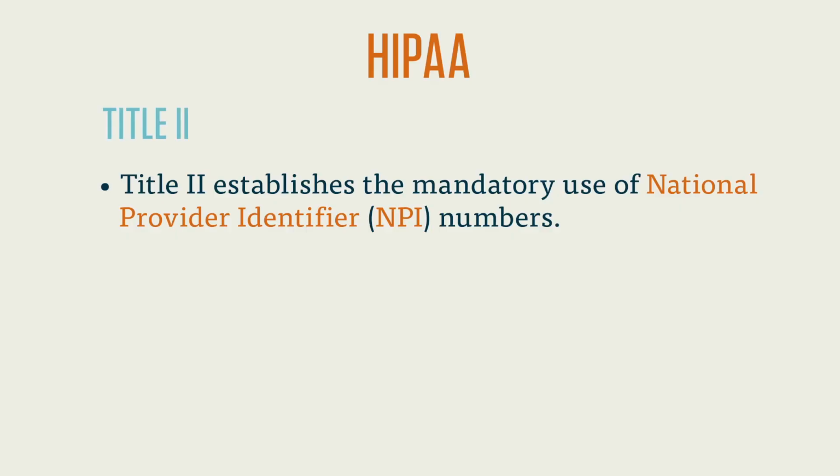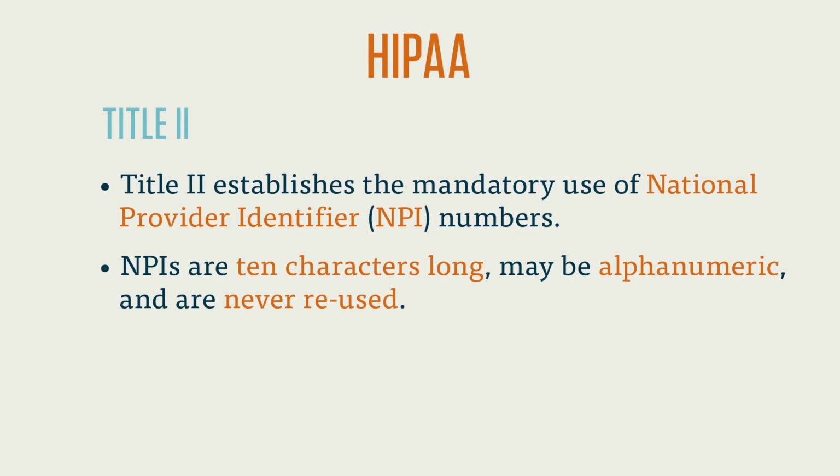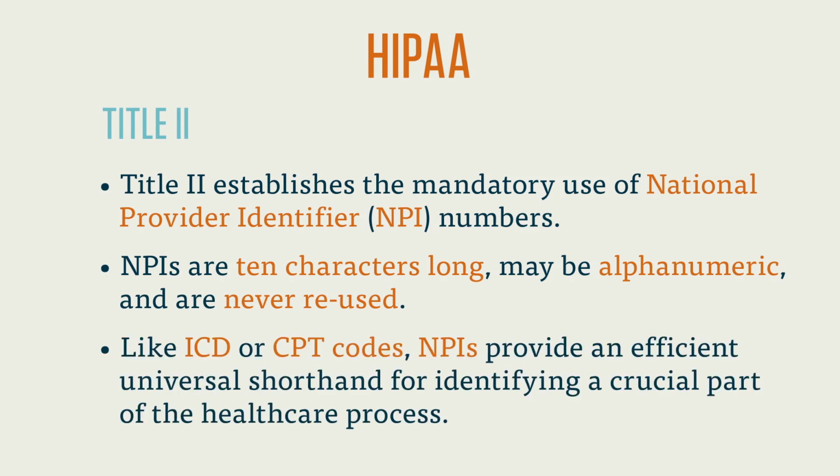Title 2 establishes the mandatory use of National Provider Identifier, NPI, numbers. You should remember NPIs from our discussion on creating medical claims. These NPIs are 10 characters long, may be alphanumeric, and are never reused, except in very particular situations. Like ICD or CPT codes, NPIs provide an efficient universal shorthand for identifying a crucial part of the healthcare process. In addition to establishing those regulations and rules, Title 2 also outlines a number of offenses related to healthcare and prescribes civil and criminal punishments for these fraudulent offenses.